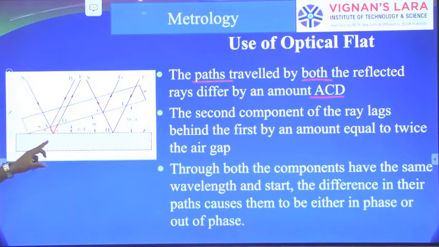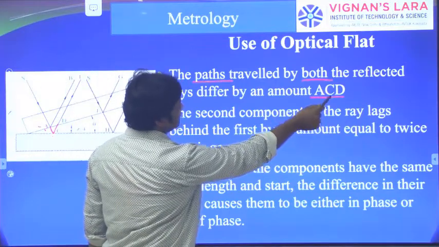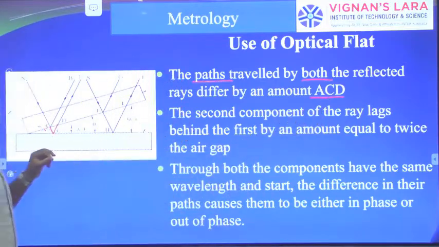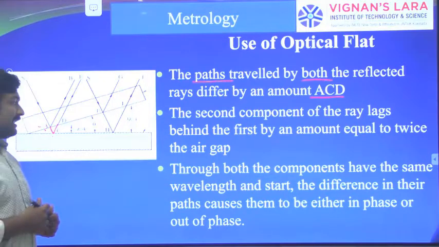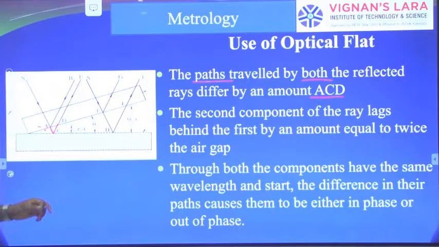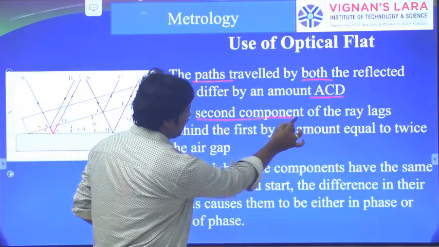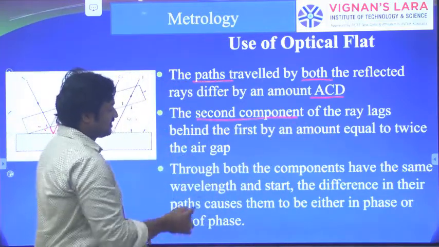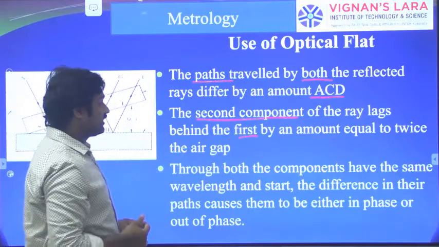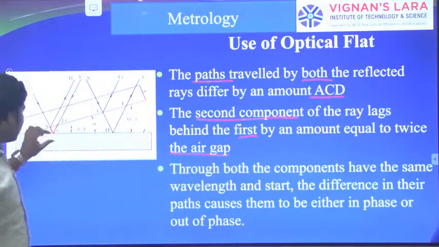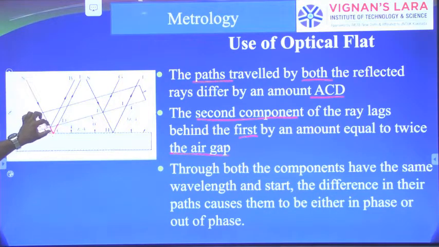The only difference between these two is that the second light ray is traveling from A to C and then C to D. So that is ACD. The second light ray is traveling more than the first ray by the distance ACD. The second component of the ray lags behind the first by an amount equal to twice the air gap. So whatever the air gap present in this, it is twice the distance the light ray is traveling.